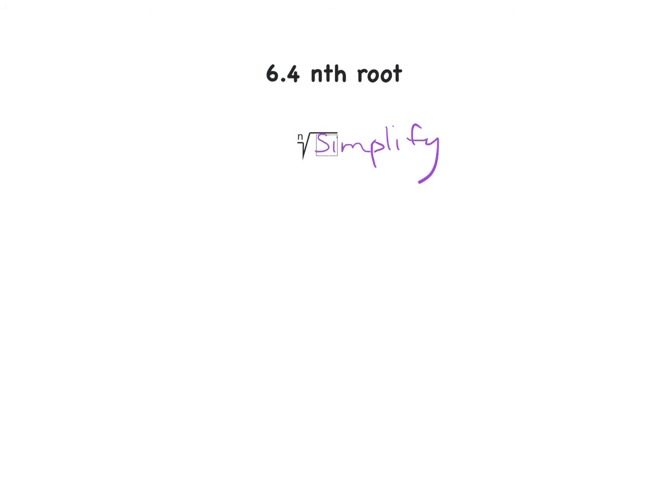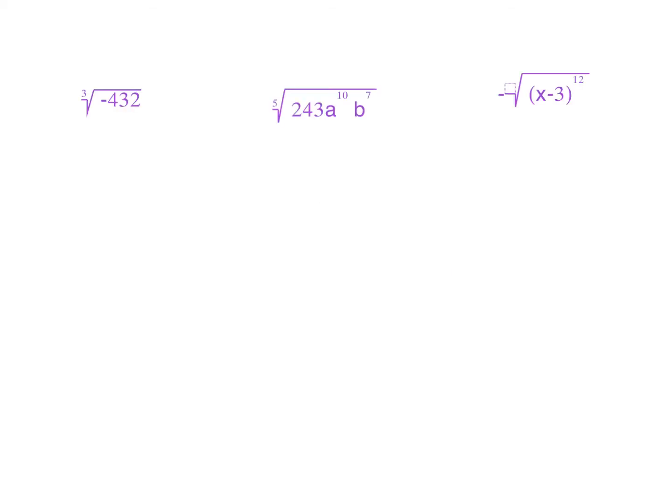By simplifying, we talk about looking at primes, breaking it down into primes. And then after we find the primes, we group those numbers, variables, whatever it may be, according to whatever your index is. So let's take a look at our slide here. Here's our first example, the cube root of negative 432.